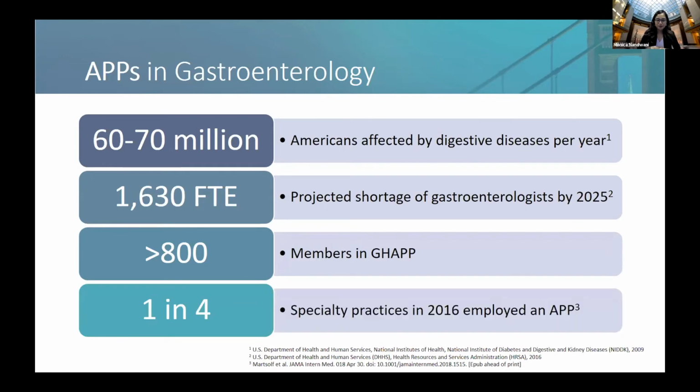And then about a couple of years ago in 2018, JAMA Internal Medicine actually looked at how many specialty practices, including GI practices, employed an APP. And at that time, in 2016, about 1 in 4 GI practices employed an APP. And I have a few more slides showing that information coming up.